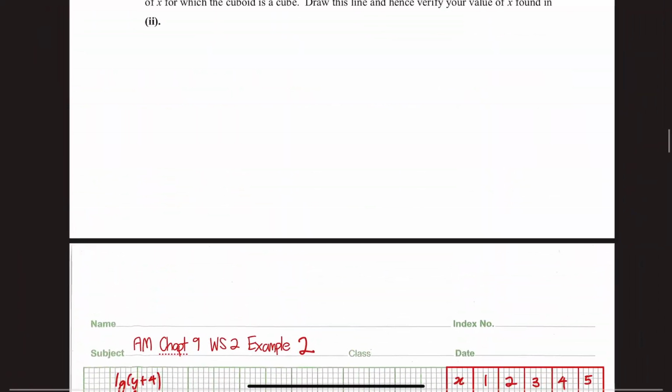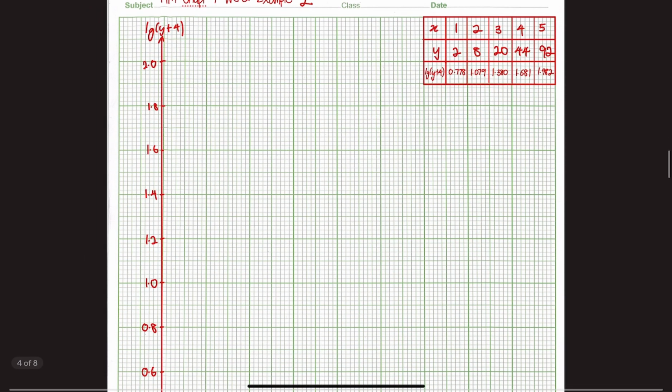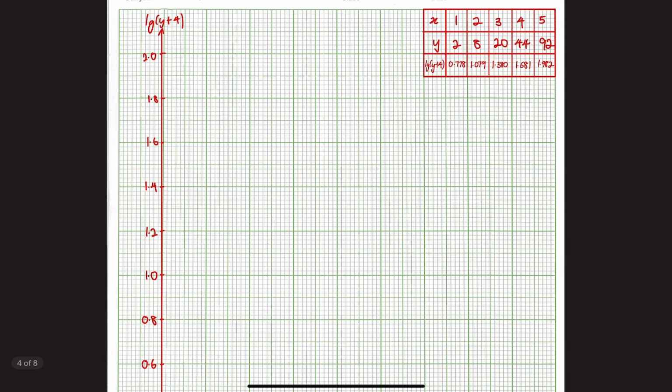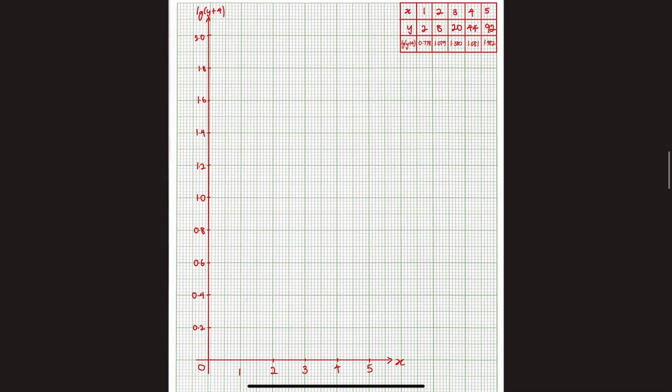Okay, so I've now plotted my table of values. My last step is to now draw this graph. So I just need to check carefully based on this table of values here. When x is 1, log y plus 4 is 0. So you can draw your axis as such. My x values are just from 0 to 5, and my y value is all the way up to 1.982, so I'll put it up to 2.0.